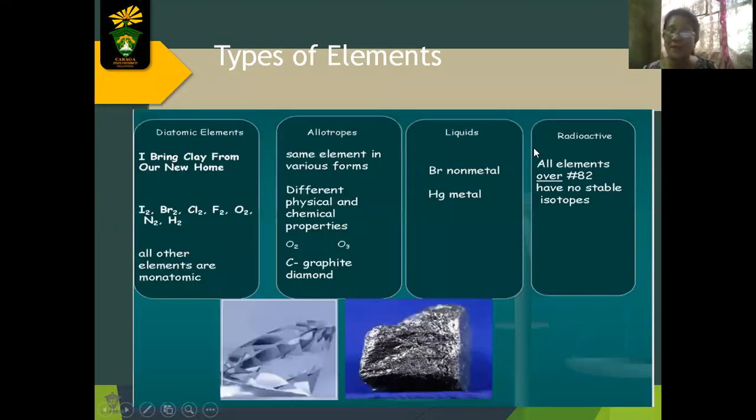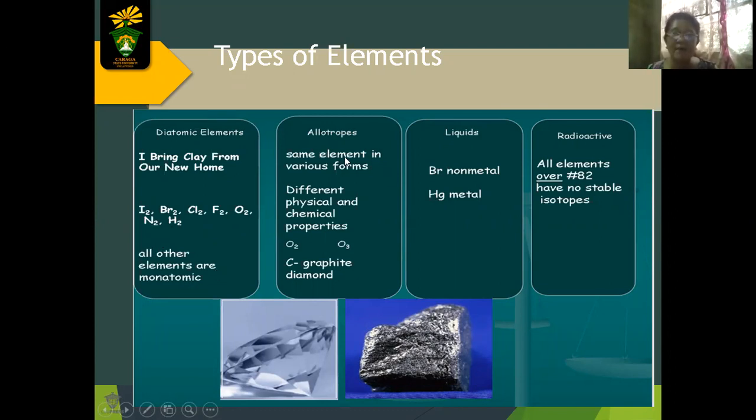So there are 4 types of elements. No? They are either diatomic elements, allotropes, liquids, and radioactive. Okay. So if you talk about diatomic, meaning duha ni siya ka atom in each element. Na? So kanila gyud siya ang diatomic: the iodine, the bromine, chlorine, fluorine, oxygen, nitrogen, and hydrogen. Na? All the rest of the elements are monoatomic.